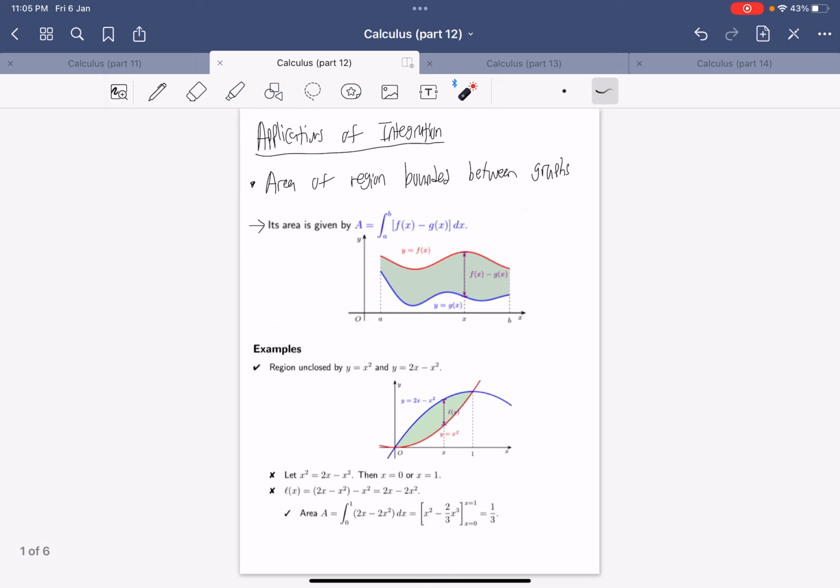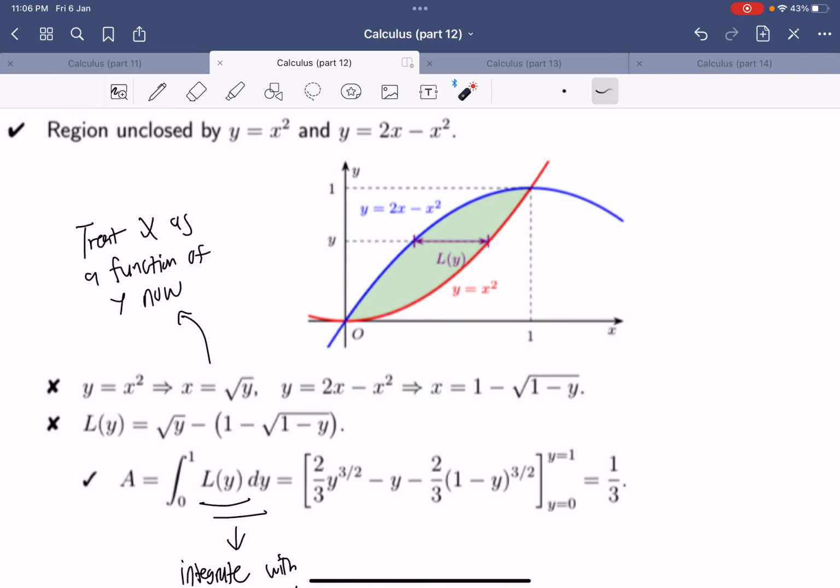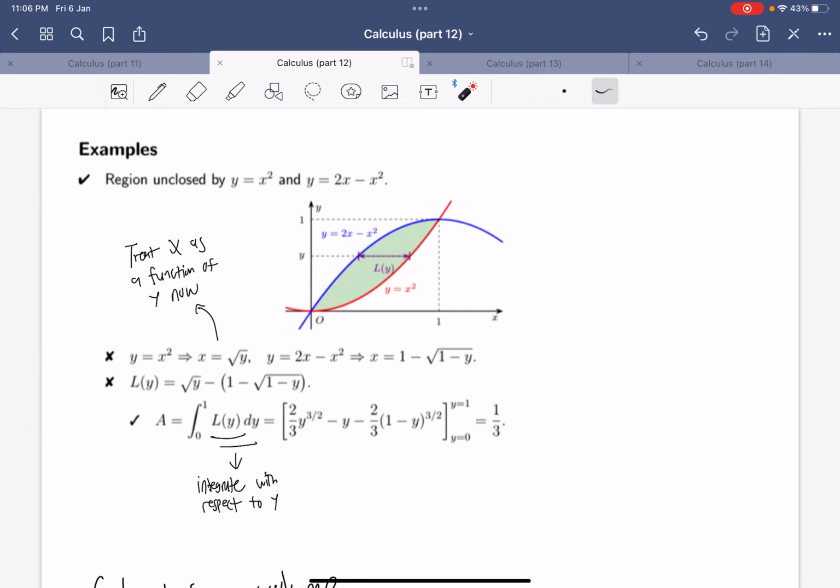Earlier, when you treated them with respect to x, the blue one created a greater area compared to the red because it's above the red. But now you want to do it with respect to y, so you take the one on the right, which is now red. You treat x as a function of y, and find the length formula, which is square root of y minus square root of 1 minus y. Then integrating to find the area is just integrating the length formula with respect to y from the limits of 0 to 1. And you get the same result because they are the same area.